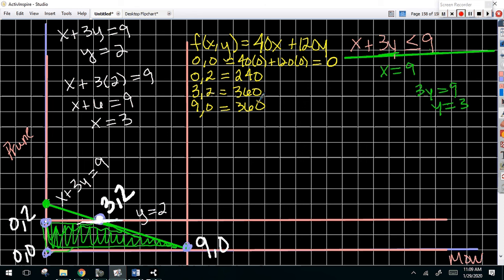Wait, did you do 0, 3? Because for 0, 3, I got 360. No, 0, 2, not 0, 3. 0, 3 is not in the region. Oh, okay. What about if these equations, instead of being inclusive, were exclusive? What if they're like, I can't do more than this, or it has to be less than this? Then it would be exclusive, wouldn't it? If it's not less than or equal to, yes. What if it's not?